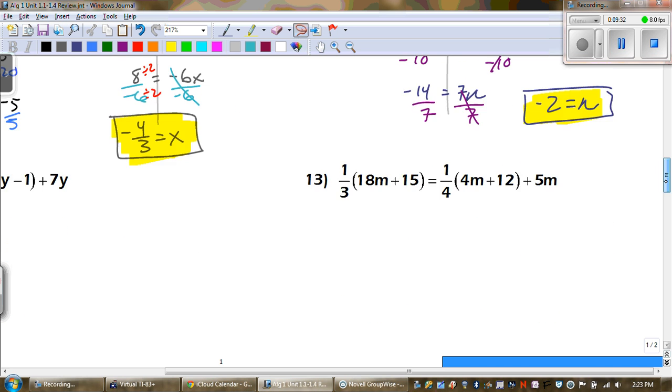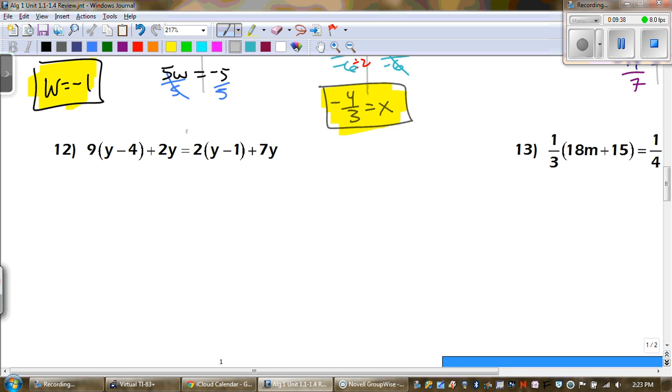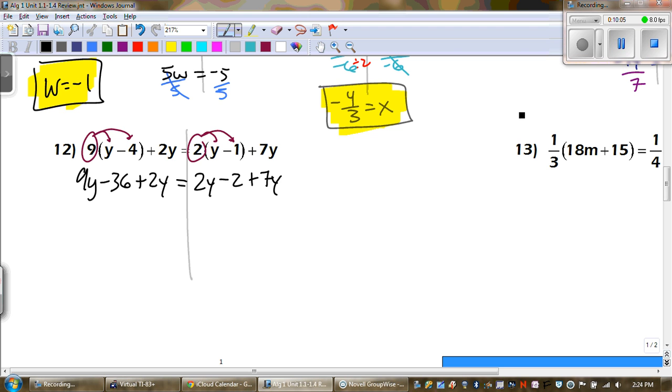Okay, we got 2 more on this side. This might look like a lot, guys, but it's really not that bad. Okay? So on the right side, we need to distribute. And same thing on the left, we're going to need to distribute. So you get 9y minus 36 plus 2y equals 2y minus 2 plus 7y. Why don't you pause the video and see if you can do the rest of this one all by yourself. Good luck.